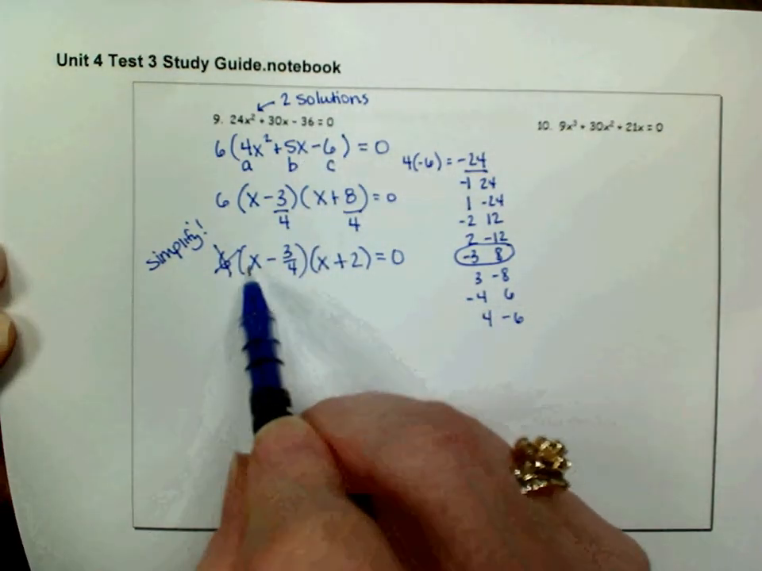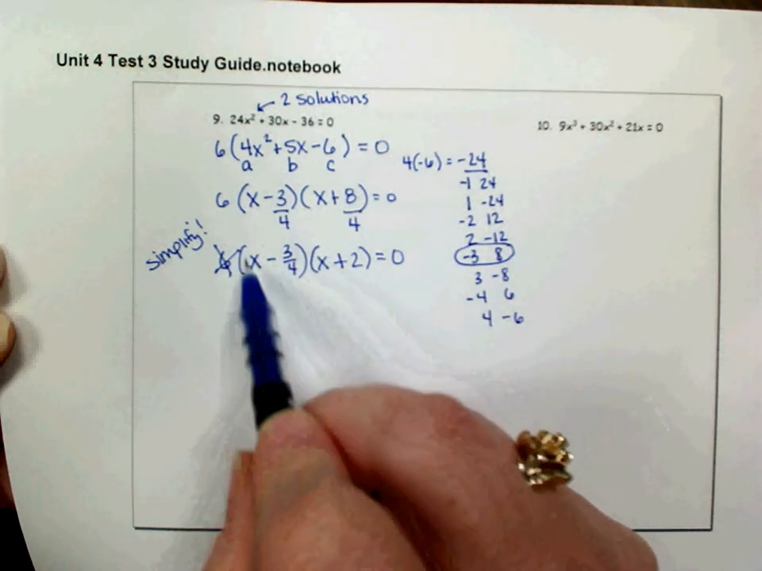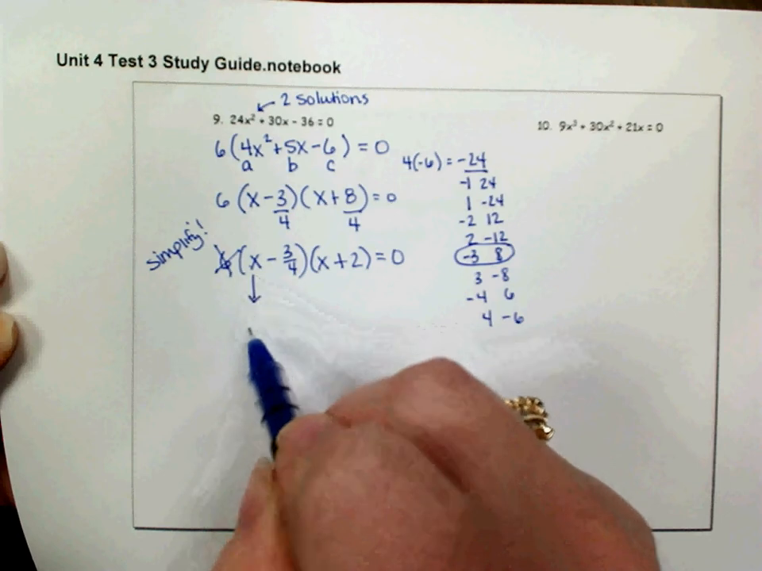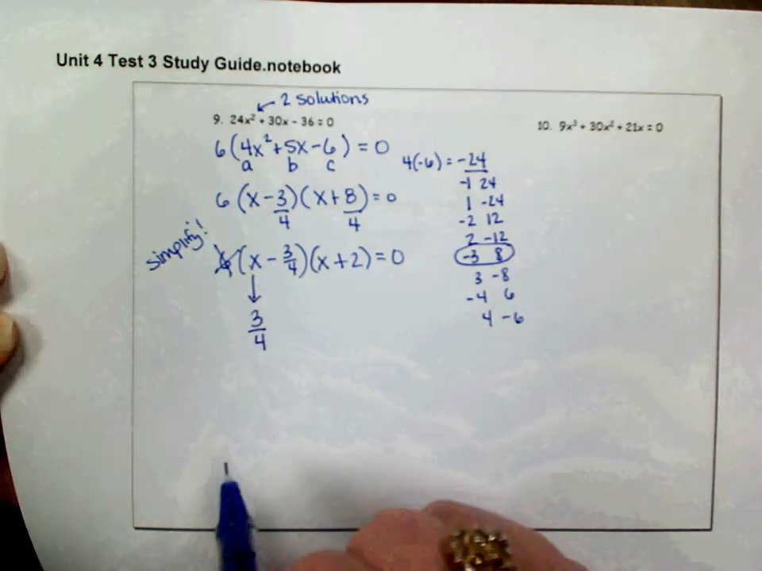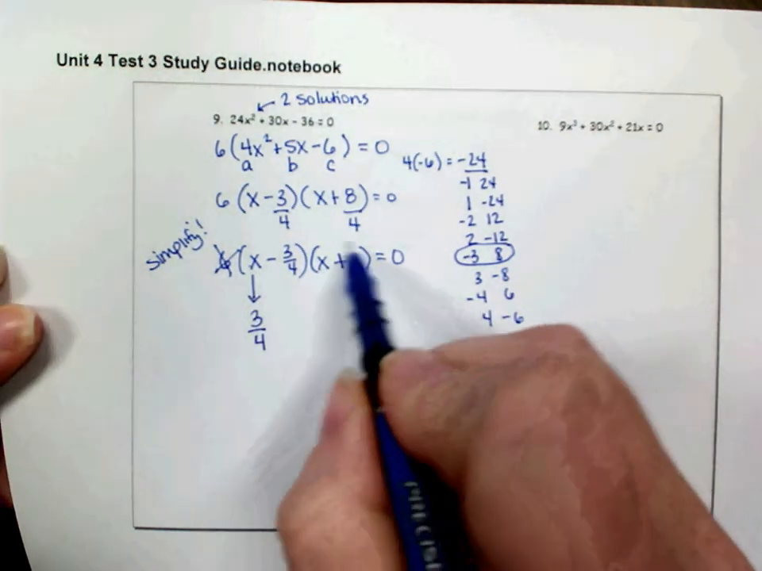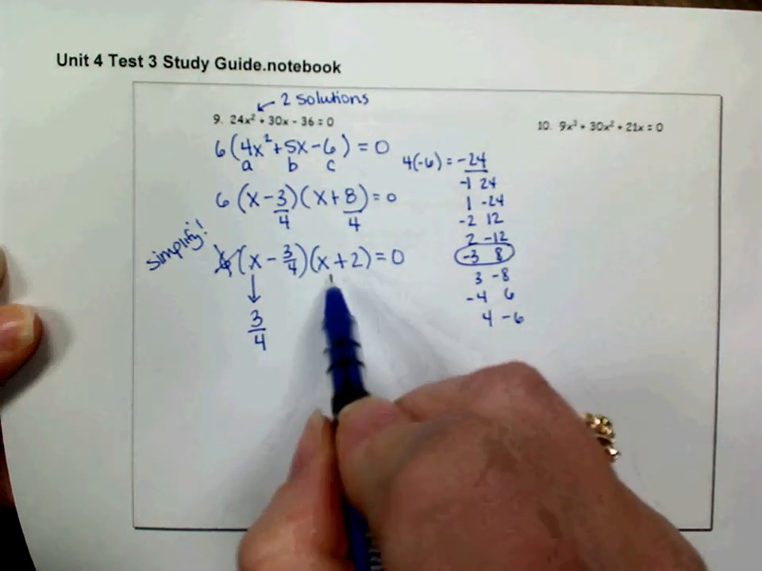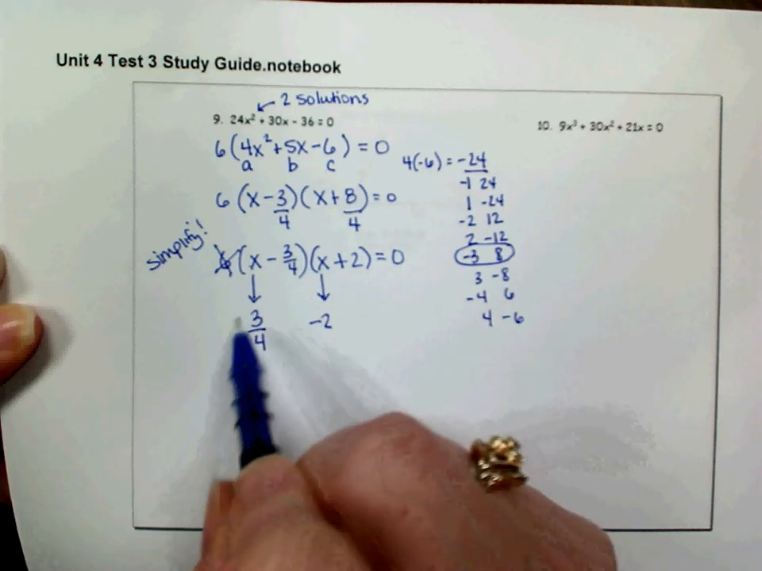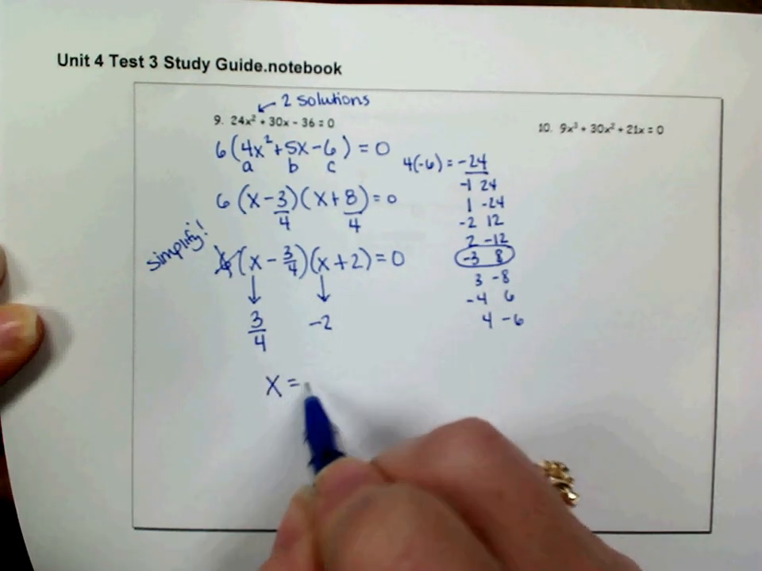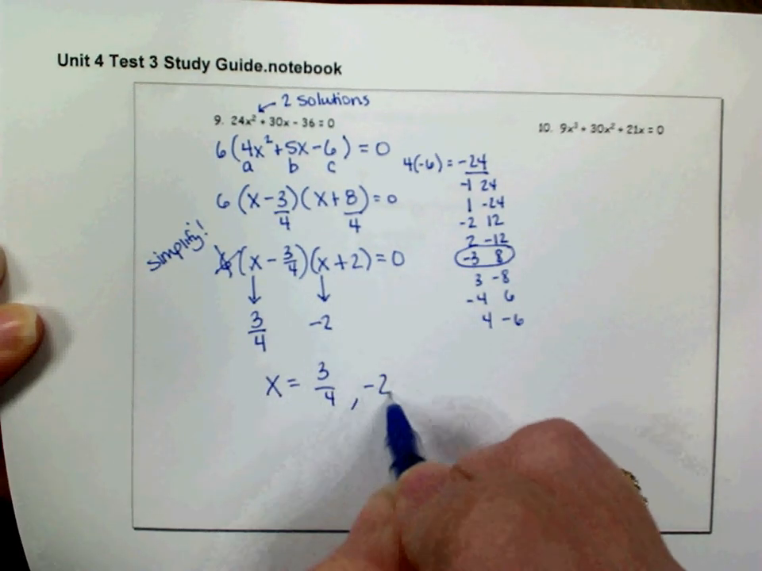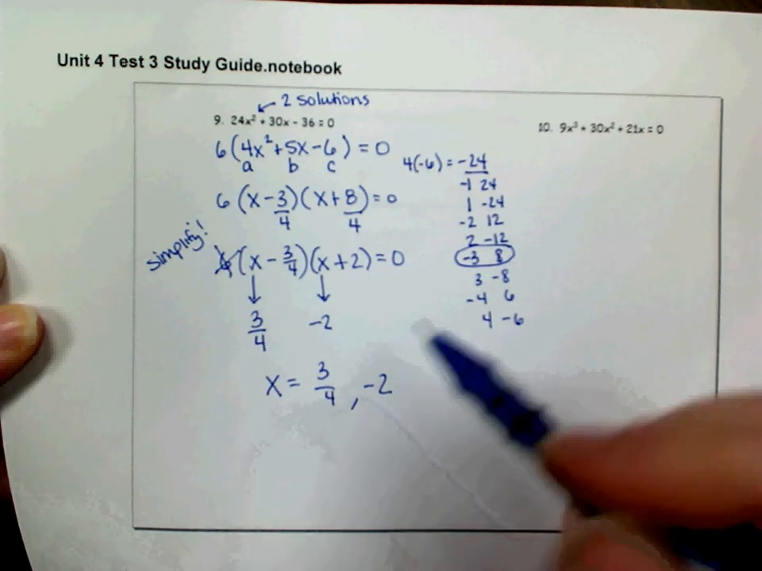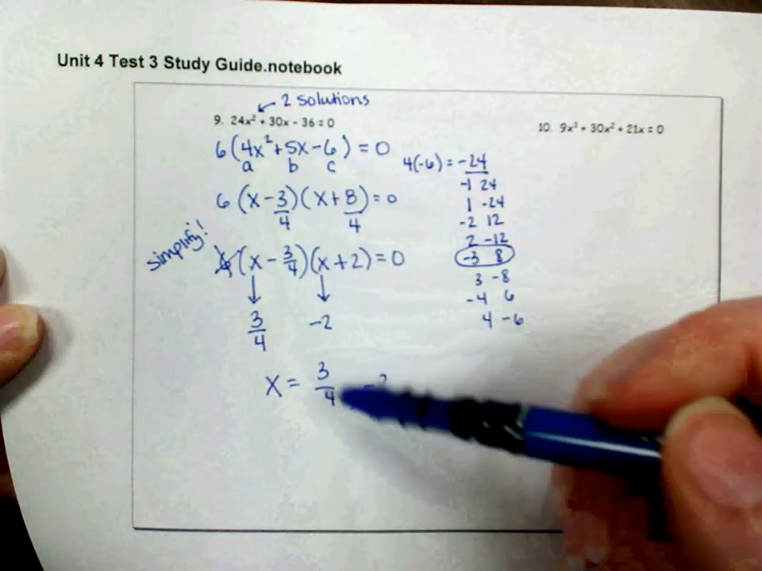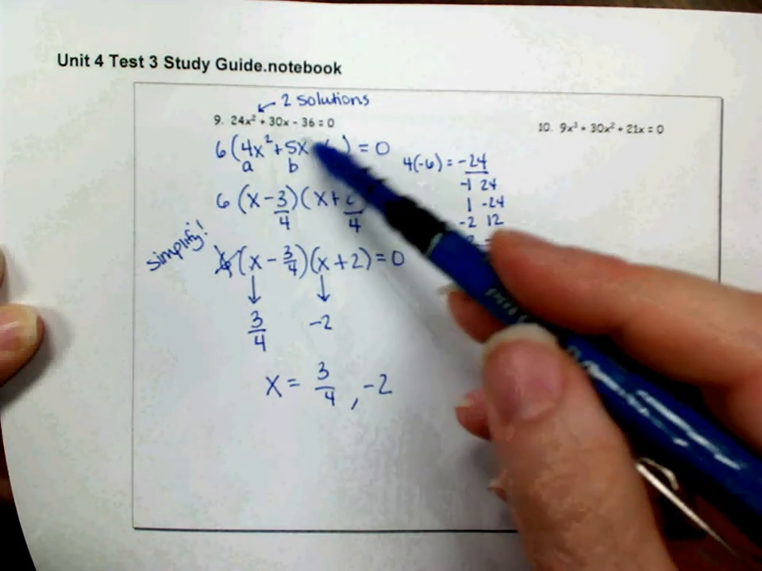So remember, what number of x would make this factor 0? Well, if this is a negative 3/4, x has to be the opposite sign. It has to be a positive 3/4. For this factor, if this is positive 2, then x has to be negative 2 for that to be 0. So these are our 2 solutions. X is either 3/4 or negative 2. Again, you could check those if you wanted to go back to your original equation, replace the x's with negative 2 and 3/4, you would get 0 as a result.